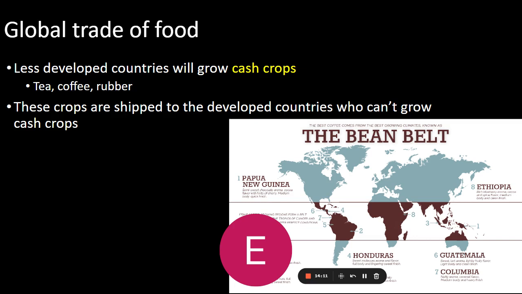Yes, you do drink tea and coffee, but you don't eat the thing they're made of. You sell tea and coffee, and they're processed later on down the road. I mean, you can chew on a coffee bean, and that would give you caffeine, but that would be ridiculous. That'd be really uncomfortable. These crops are shipped to the developed countries who can't grow cash crops.